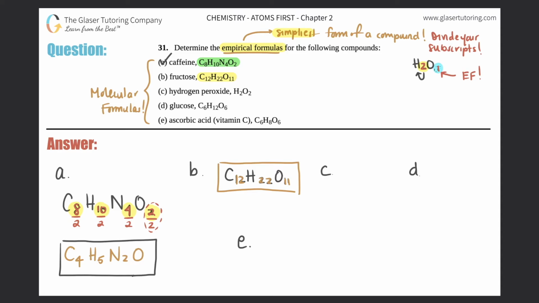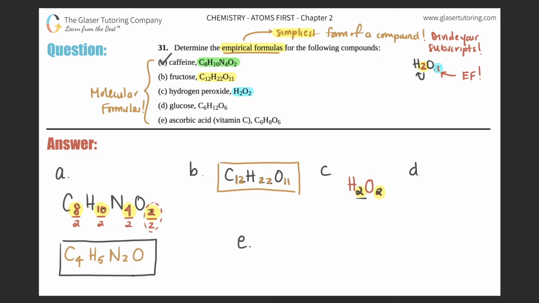Letter C, hydrogen peroxide, H2O2. That's the molecular formula that they gave us, H2O2. And now I look at the subscripts. I have 2 hydrogen and I have 2 oxygen. Is there a number that I can divide by both to get a simpler number? Yes, there is.